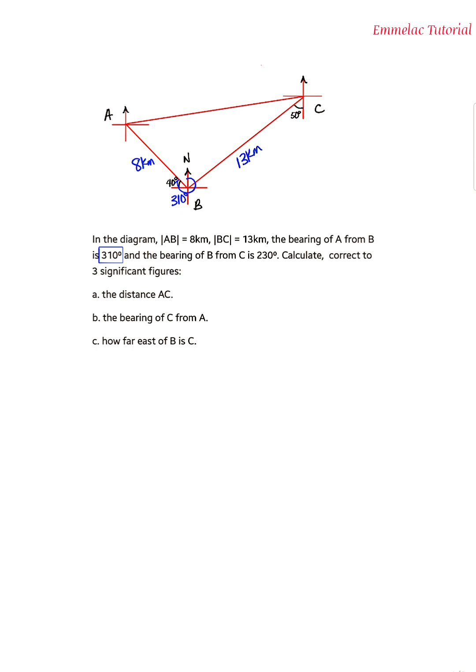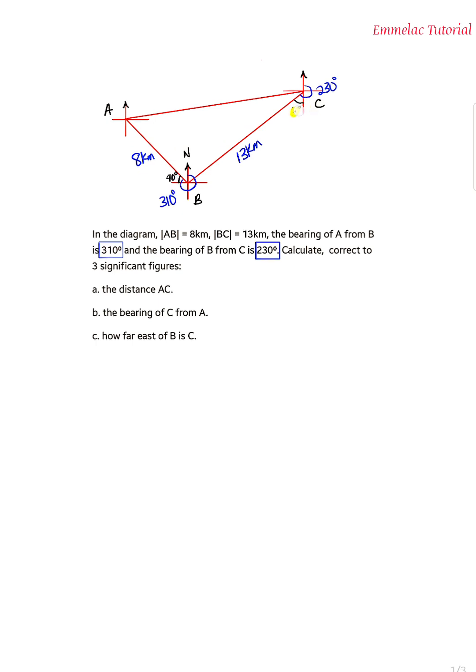Now the bearing of B from C is 230 degree, which means from this point down to this point, inclusive of 50 degree, is 230 degree. Now all we just need to do is to assign every one of these angles accurately. So let's take note that 50 here is alternate to this angle here, and if that is true, we can just write here 50 degrees.